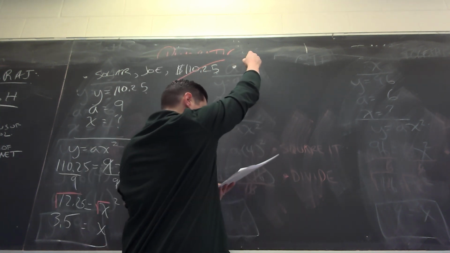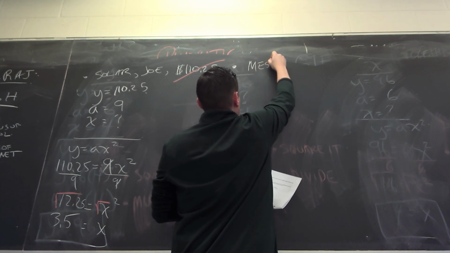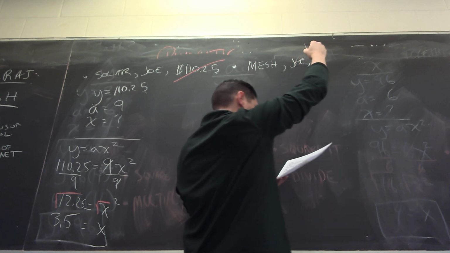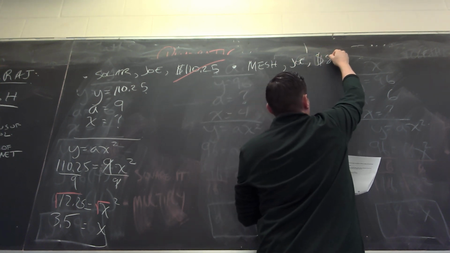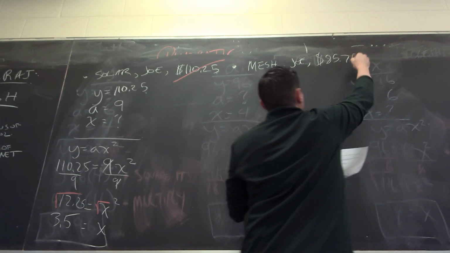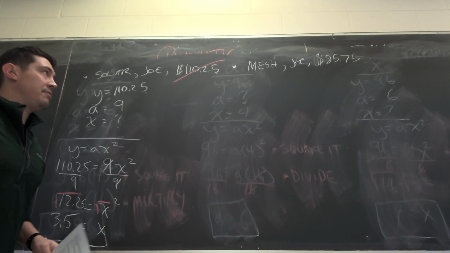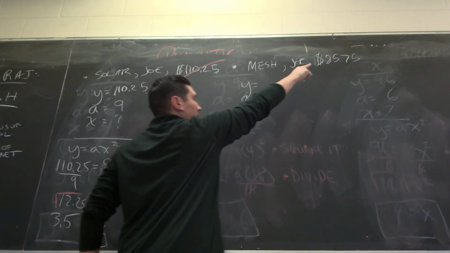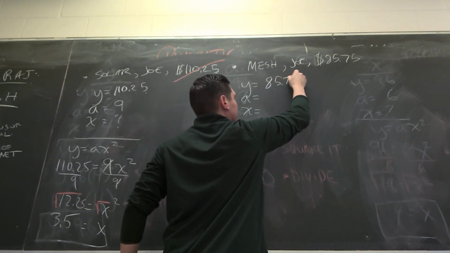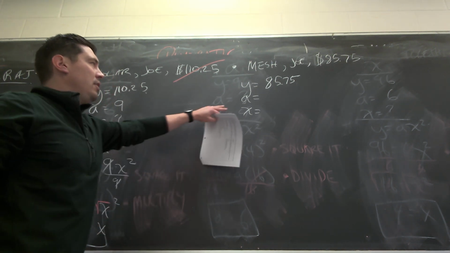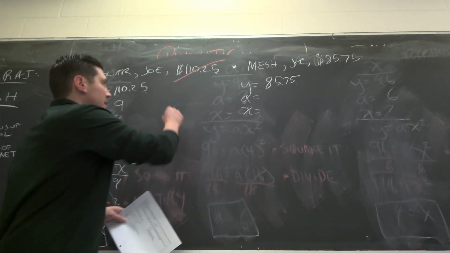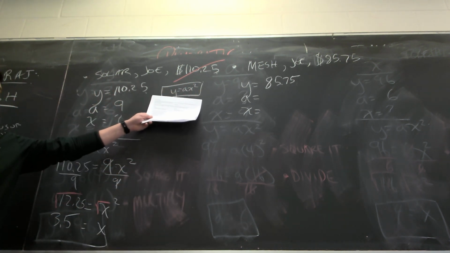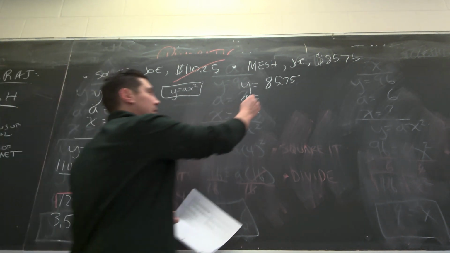It says mesh net, so I'm going to be working in the mesh net box this time. It still says Joe, so that's helpful. And then it gives me a cost, $85.75. So mesh, Joe, $85.75. Let's look through this here. Y, A, X. $85.75 is the cost, so I have a Y. If I look in the box for mesh net, it just says y is equal to a x squared. So it's telling me that we're working with a quadratic function here. But I don't know what a is.